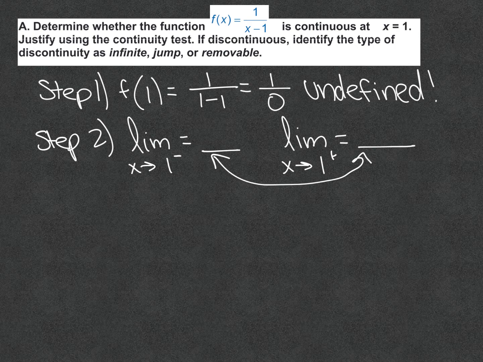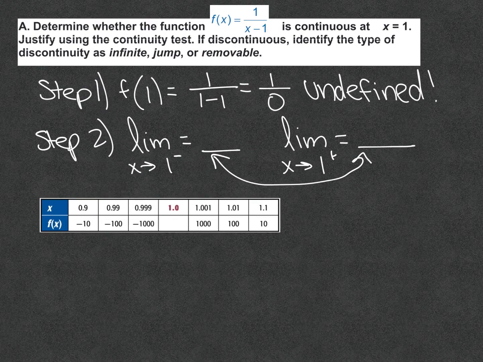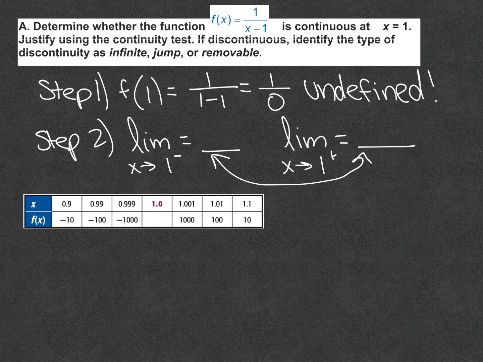So, bringing in our table, obviously when you get to the homework you will need to make the table, but I have it for you right now. This is showing that as my x values are getting closer to 1 from the left, my y values are going towards negative infinity. And as my x values are getting closer to 1 from the right-hand side, my y values are headed towards positive infinity. So they don't head towards the same value.